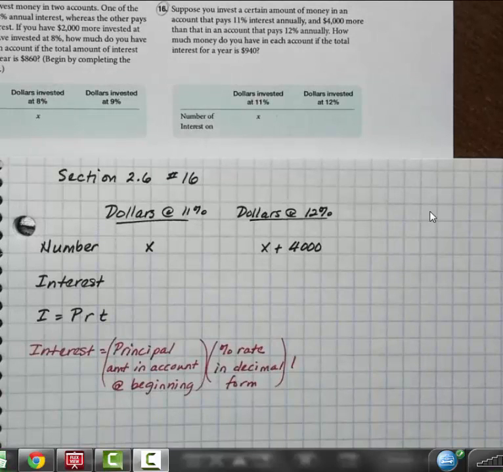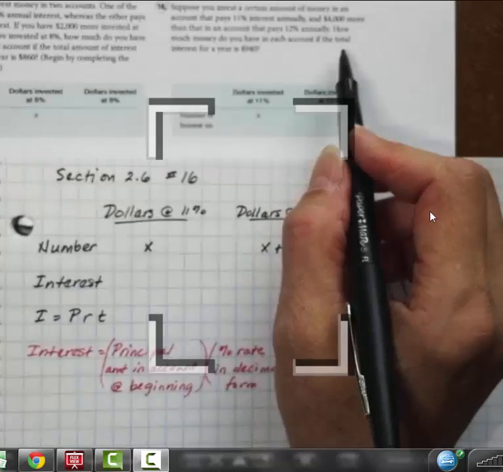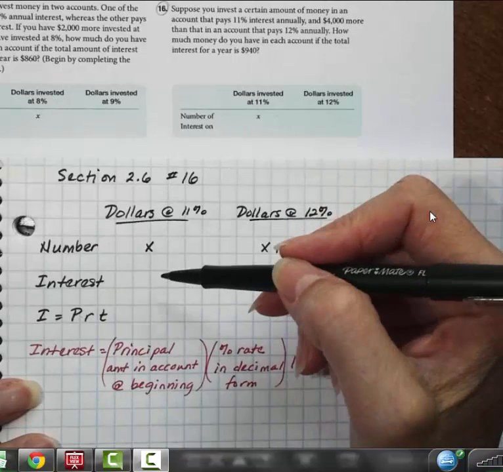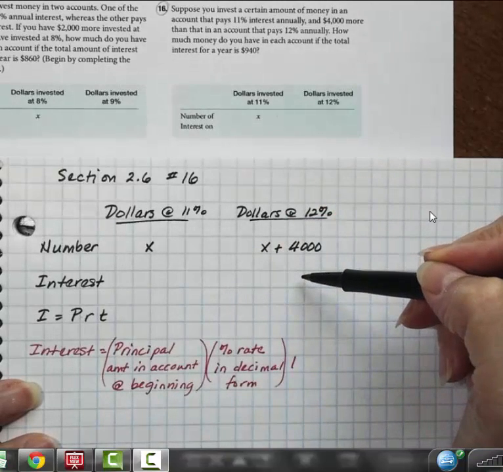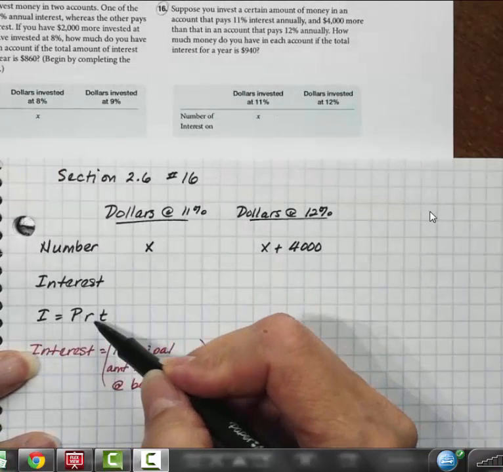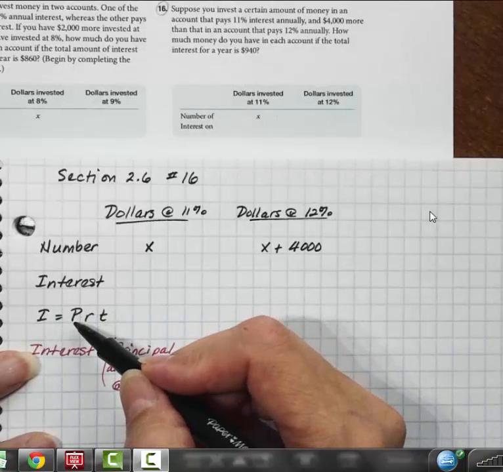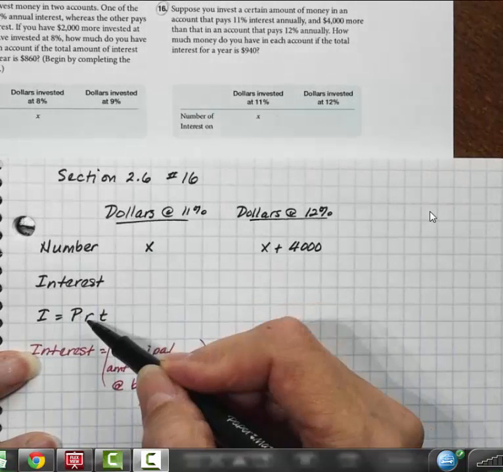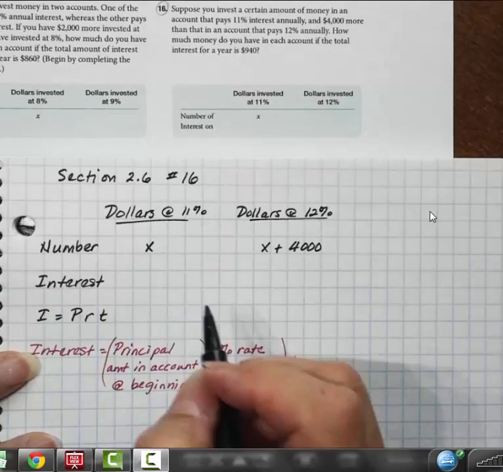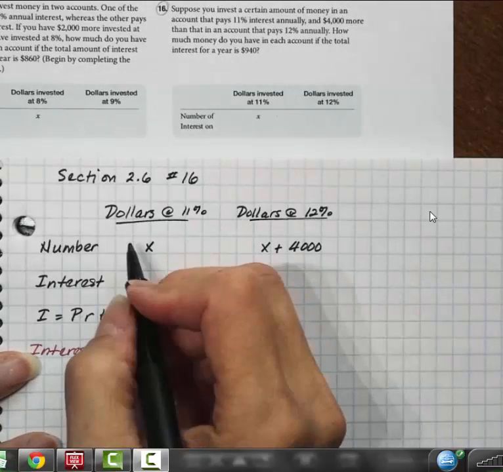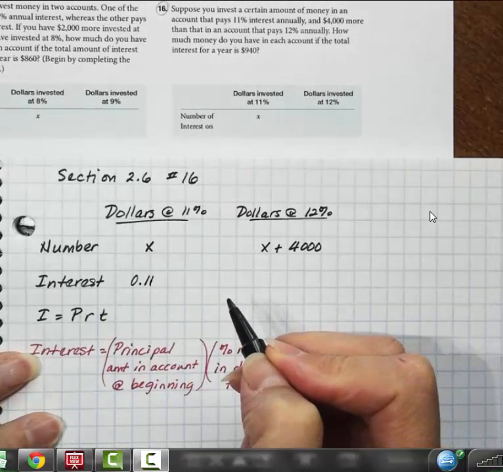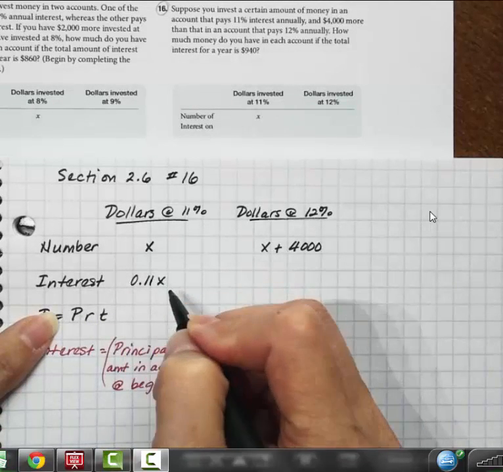How much money do you have in each account if the total interest for a year is $940? So I need to figure out what the interest is for each account, and then add the interest together to give me the total interest. I need to use I equals PRT. I'm going to take my principal, which is X, and multiply it times my rate, which is 11%. Remember to write your 11% in decimal form, so that becomes 0.11. And that's going to give me my interest.